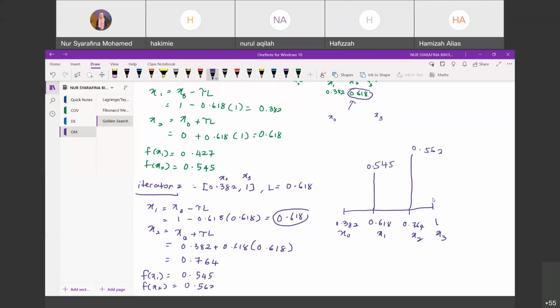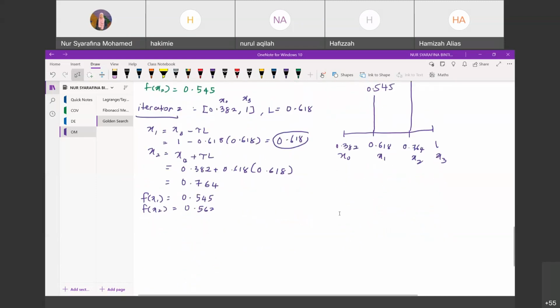Okay, looking at the graph, the figure here, what should be your new interval? Okay, x1 and x3. Right, good. So your new iteration should focus on the value from 0.618 to 1. So this is your new x0 and x3. You need to find again what is the value in between them. All right, is that clear? You can find your L here.